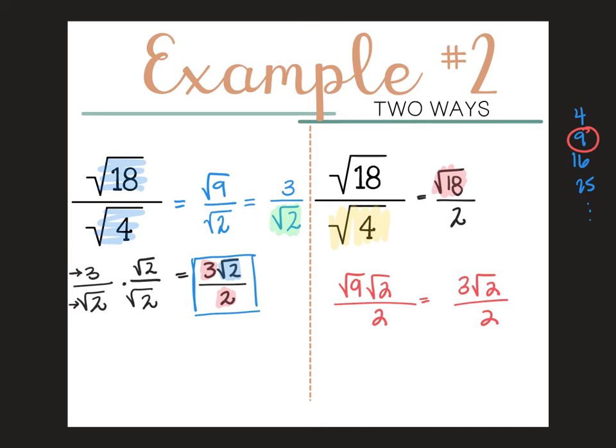Again, double checking, can 3 over 2 be simplified? No. Can square root of 2 be simplified? No. And so this would be the final answer. Notice that no matter which method I used, I got the same answer.